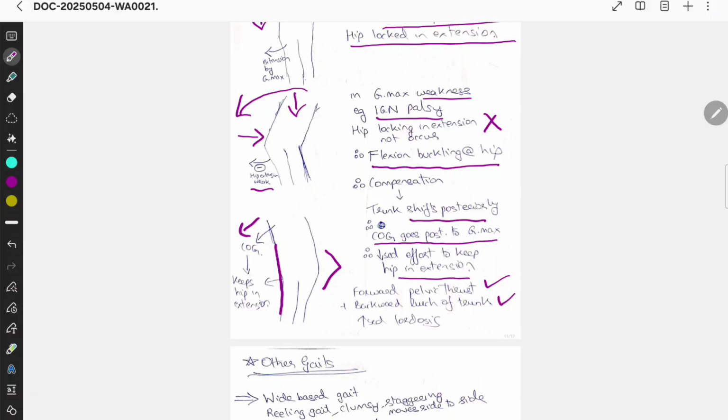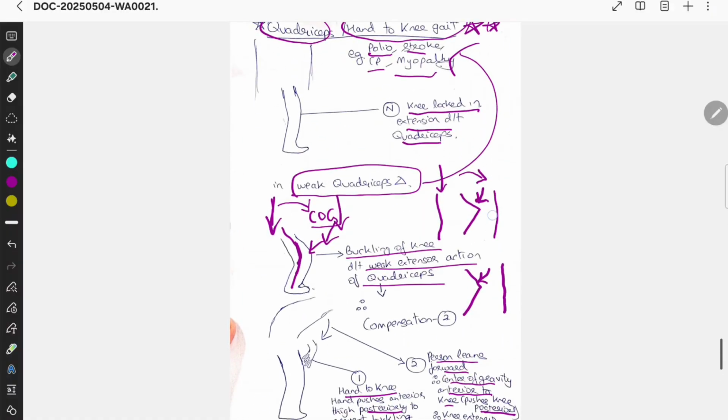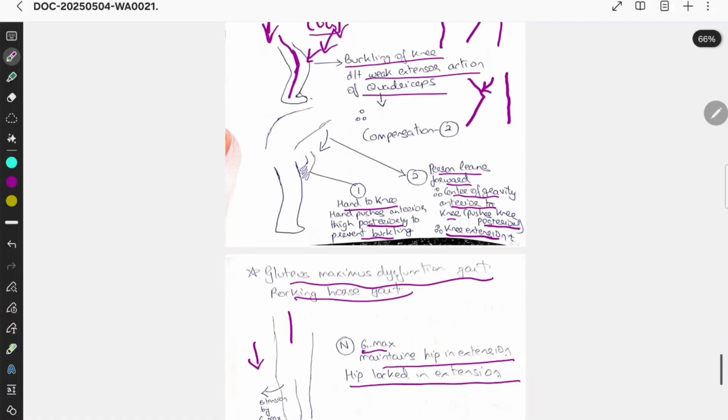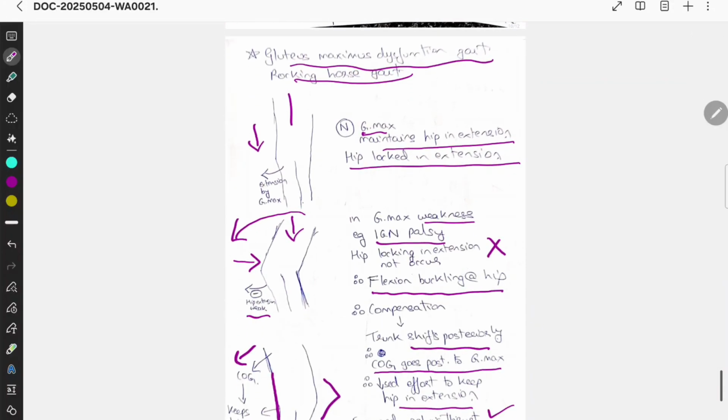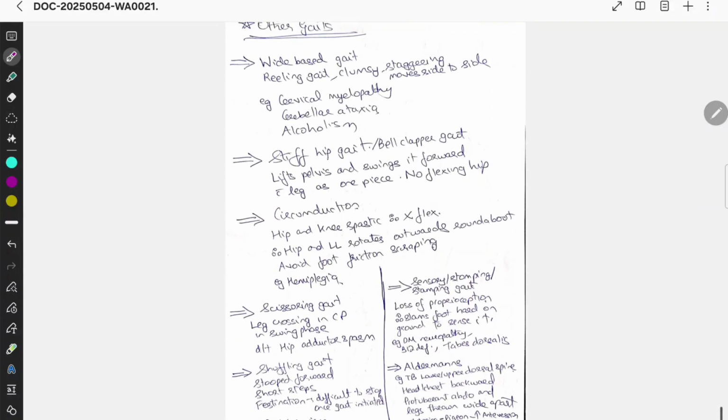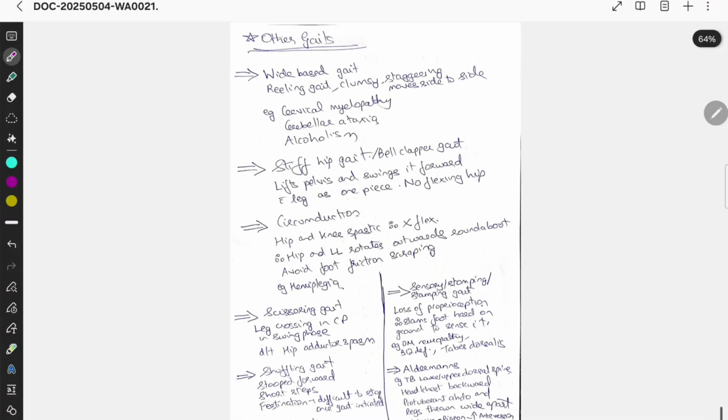And with the backward lurch of the trunk, so definitely there would be increased lordosis. Okay, so both of them are a bit opposite. The mechanism is the same, but to understand both of them, you can remember quadriceps and gluteus maximus dysfunction gait. Both of them you can remember and analyze together. Okay, so now some just miscellaneous gaits.